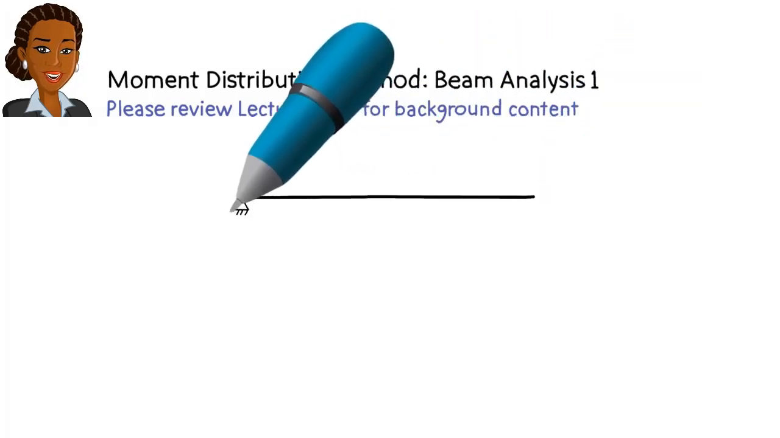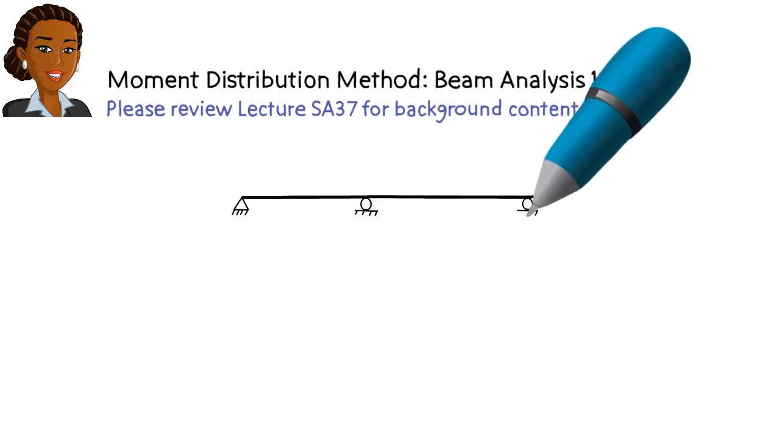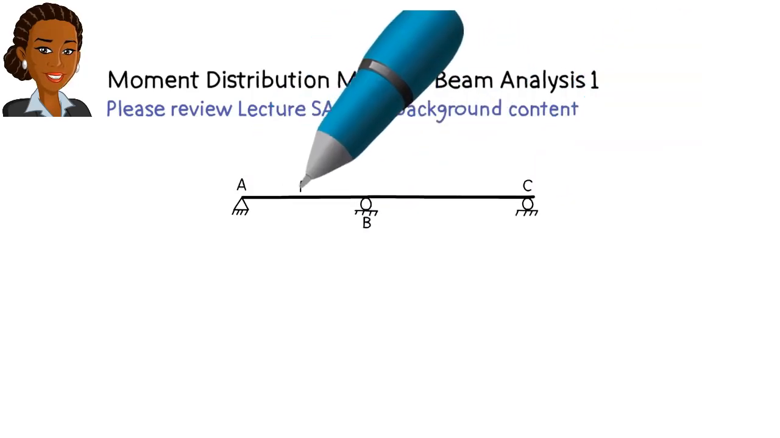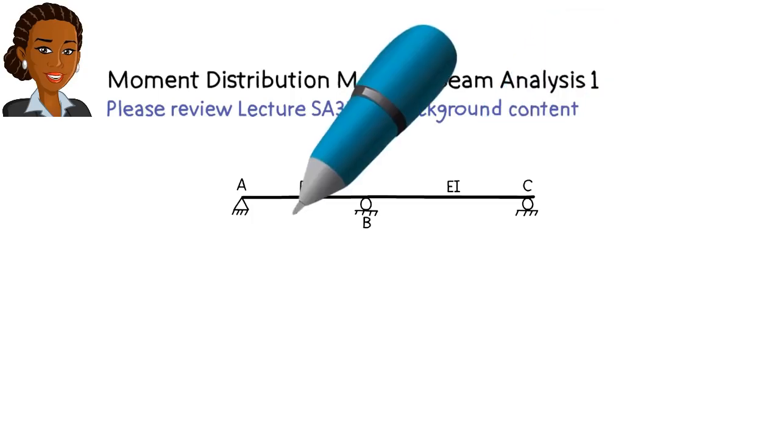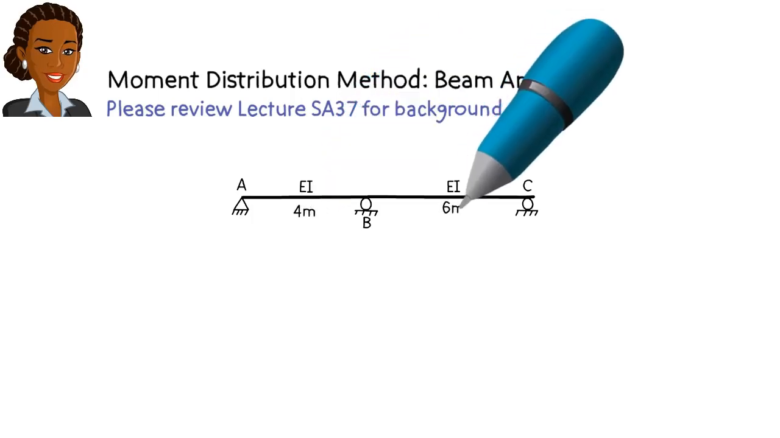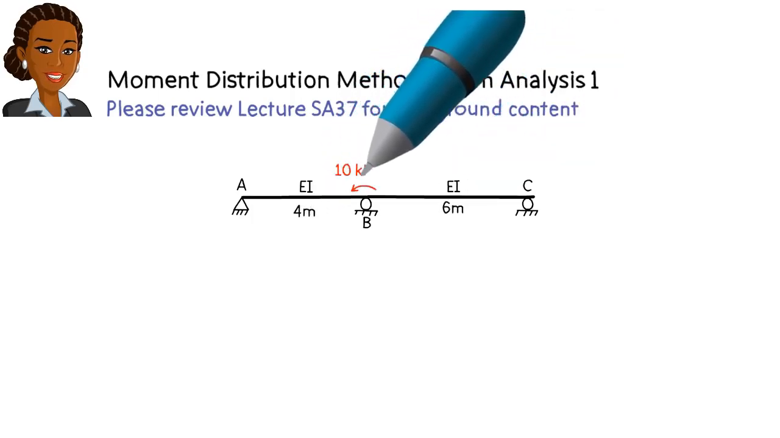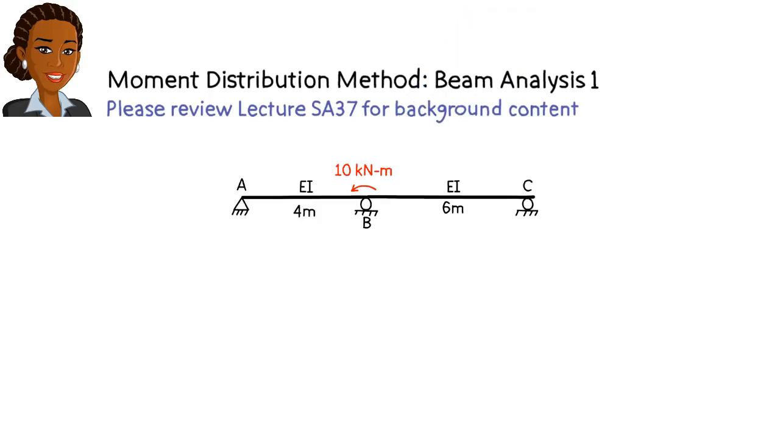Let's start with a revised version of the example problem we considered in the last lecture, a continuous beam subjected to a concentrated moment. We wish to analyze it using the moment distribution method.